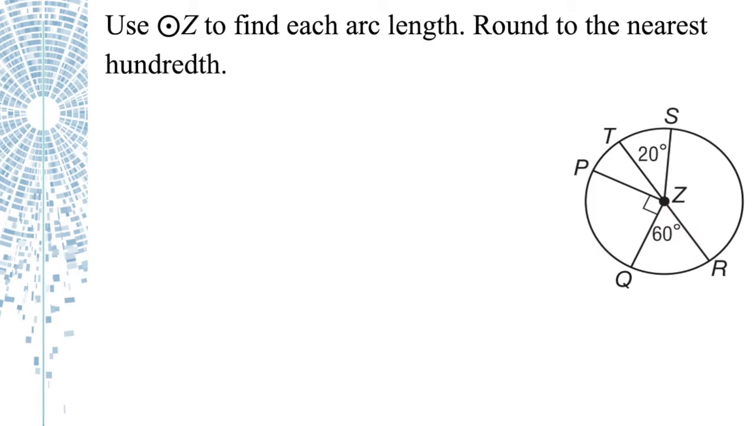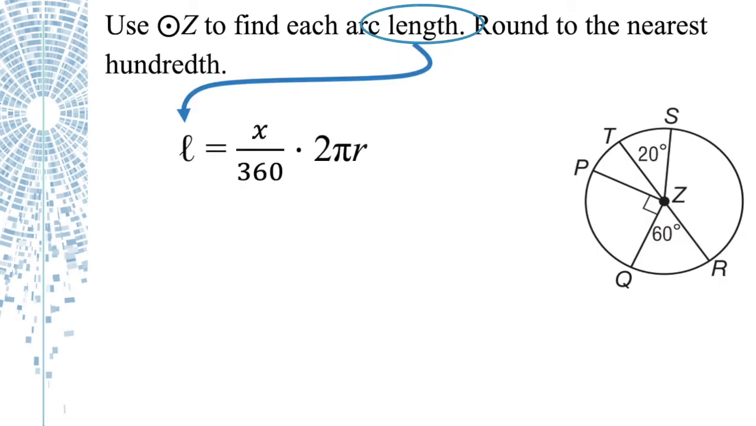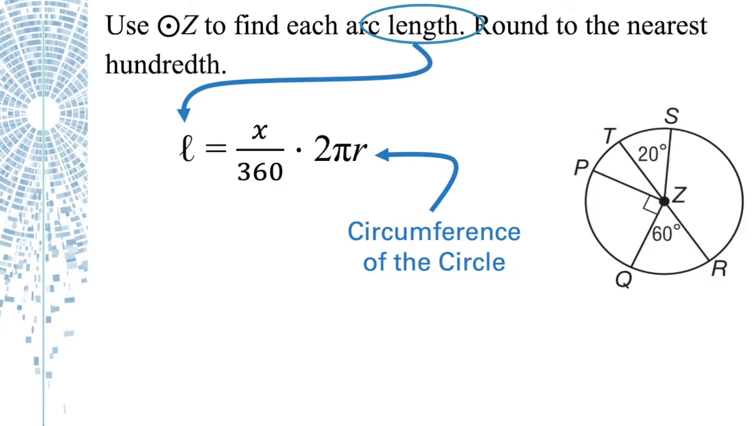Now we're going to use the circle Z to find each arc length, round to the nearest hundredth. Now to find the length, we need a new formula. And the formula looks like this. L equals x divided by 360 times 2 pi r. Now 2 pi r, that's the circumference of a circle. And the beginning part of the formula, x over 360, gives us what portion of the circle we're interested in.